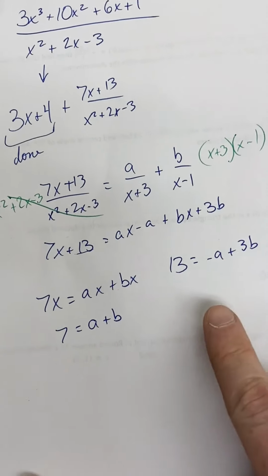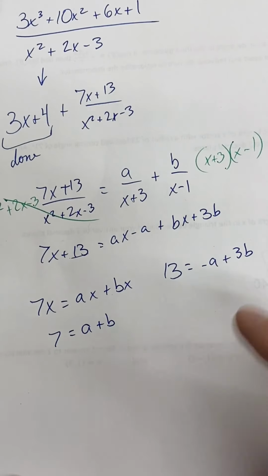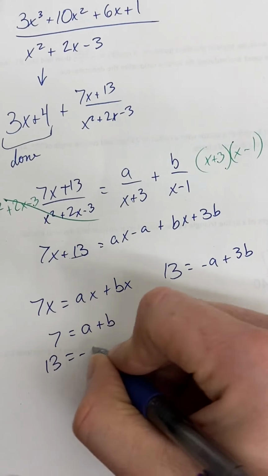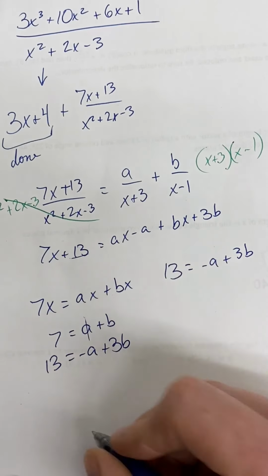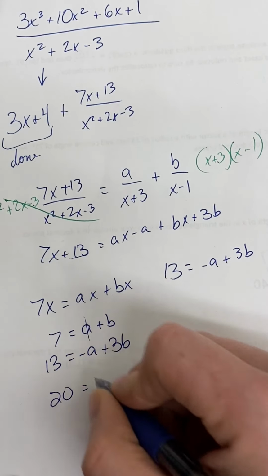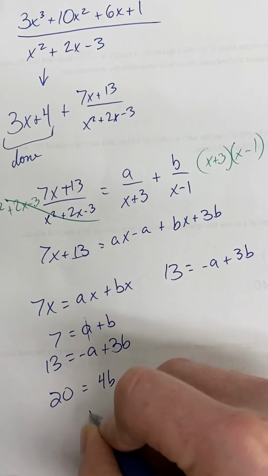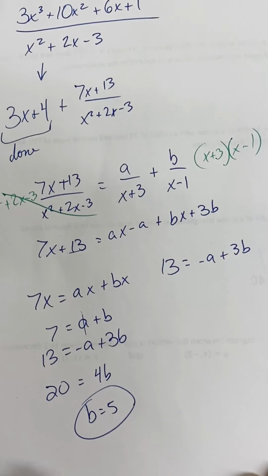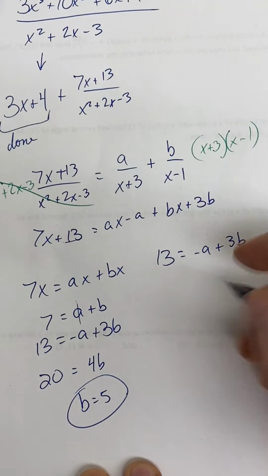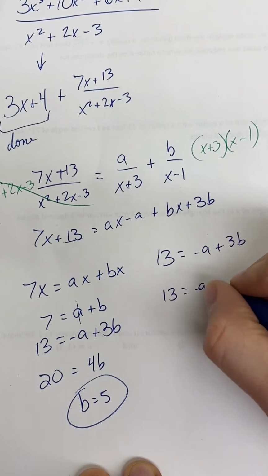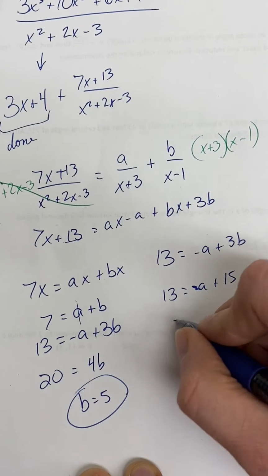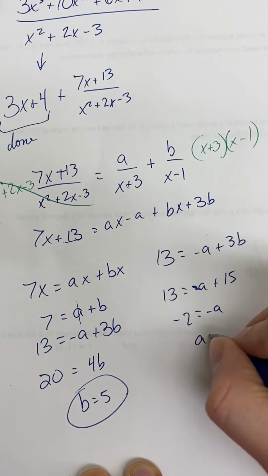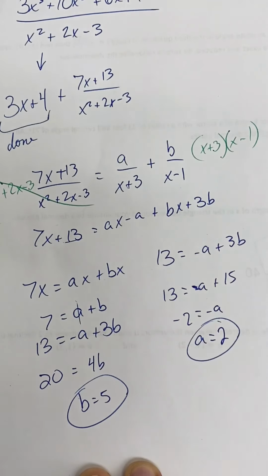And I'm sensing some elimination here. We got a and negative a. Let's go that route. So 13 equals negative a plus 3b. All right, the a's can add to 0. So 20 equals 0 plus 4b. b is 5. And now put 5 in for b over there. So 13 is negative a plus 15. And subtract 15. Make sure you get a to be positive. Remember, you can't have negative variables.